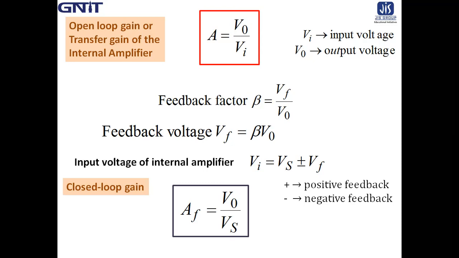Now the important term, what is closed loop gain or transfer gain of the feedback amplifier. So the closed loop gain of the feedback amplifier is the ratio of output voltage V0 and the external input signal voltage, say Vs, and which is given by AF equal to V0 by Vs. So this is called closed loop gain.